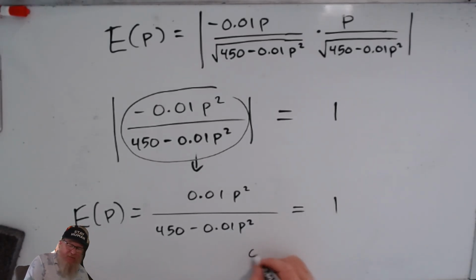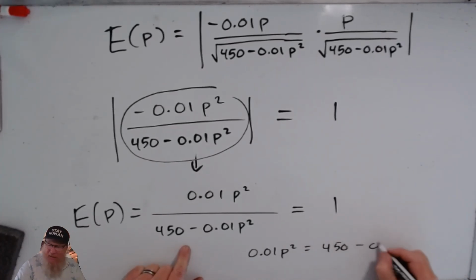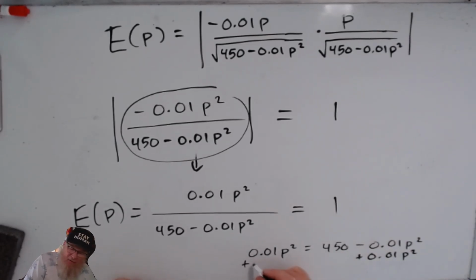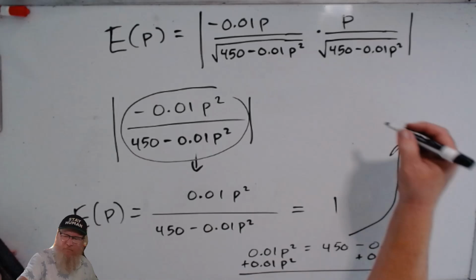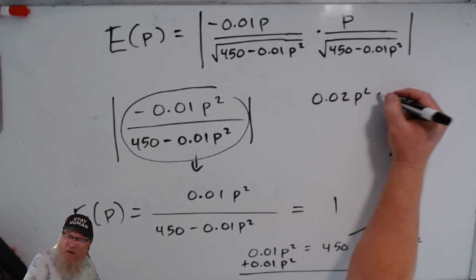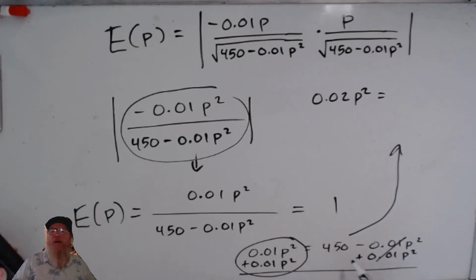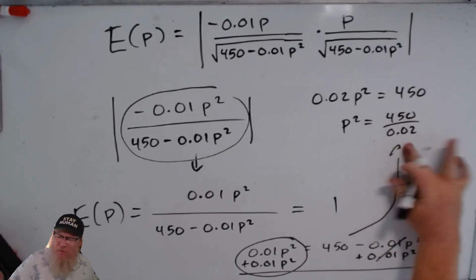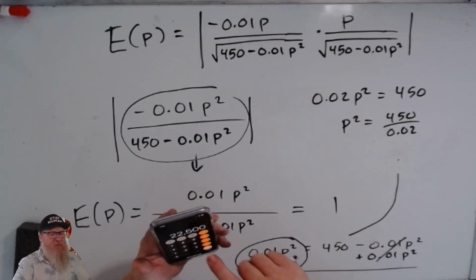As was mentioned several times in this video, if a ratio or a fraction is equal to 1, that just means the numerator is equal to the denominator. Then you can move the p squared to the other side. I'm running out of space here. So I get 0.02 p squared. Oh, it's back, right? It's 0.01, 1/100th plus another 1/100th, p squared, and then 450. So p squared is 450 over 2/100ths. 450 divided by 0.02.